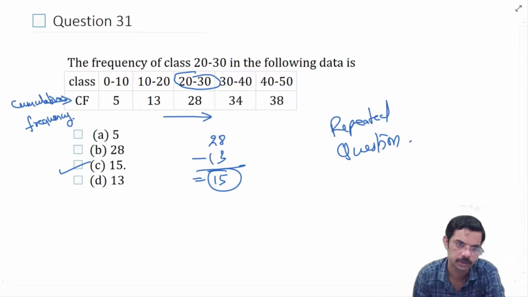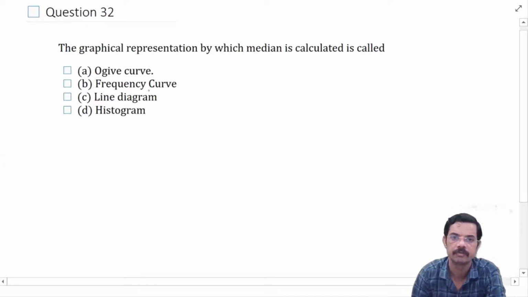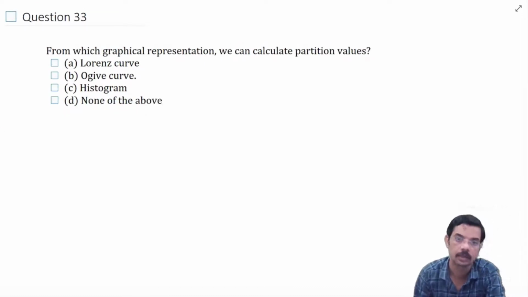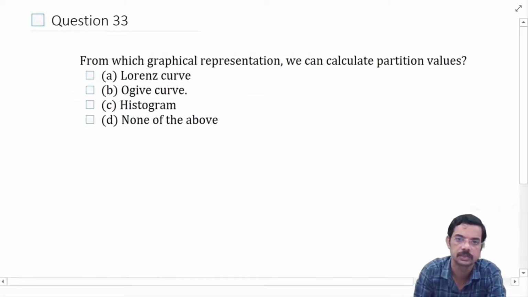Okay, next question, question number 32. The graphical representation by which the median is calculated is called the Ogive. This is coming again and again, now in different ways. From which graphical representation can we calculate the partition values? We know that it is the Ogive curve, not the Lorenz curve or histogram. It is not none of the above, because one of them is the correct answer.